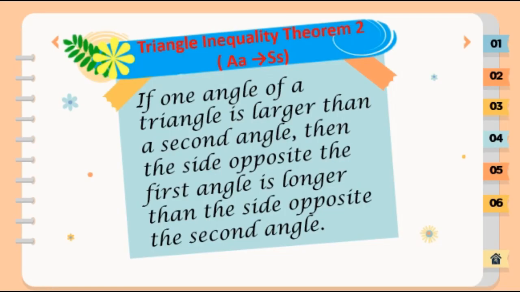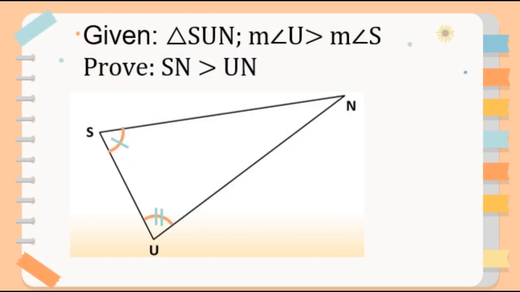Next, triangle inequality theorem number 2. This is the relationship of the angle and its opposite side. If one angle of a triangle is larger than a second angle, then the side opposite the first angle is longer than the side opposite the second angle. Example, given triangle SPN, measure of angle U is greater than measure of angle S. Prove that SN is greater than UN.